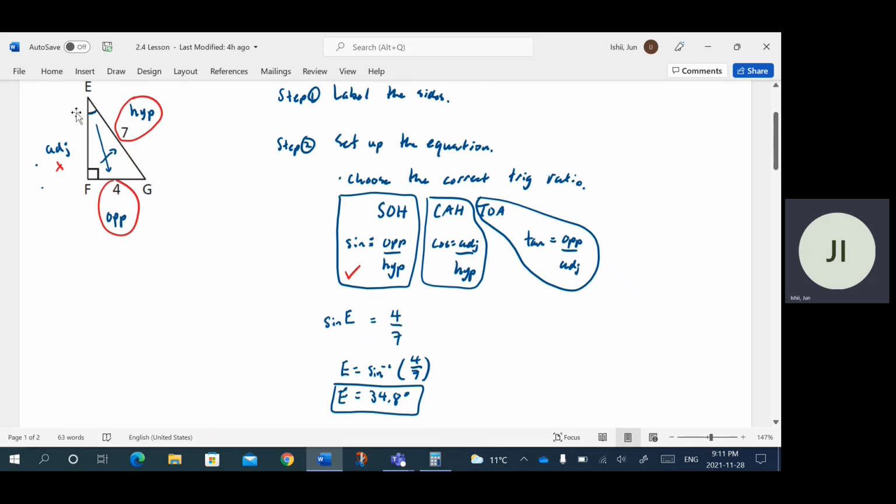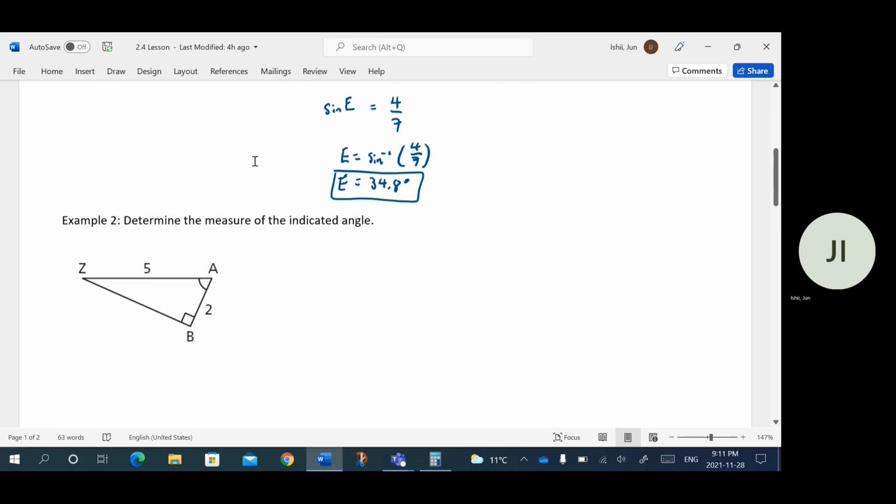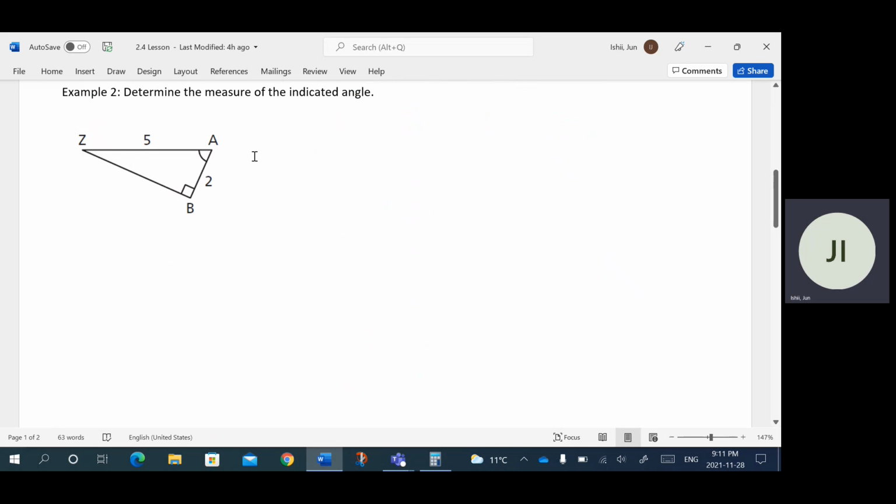So that's the measure of this angle here. All right, so let's try another one. We want to determine the measure of the indicated angle again. First step here, I'm just going to label the sides.